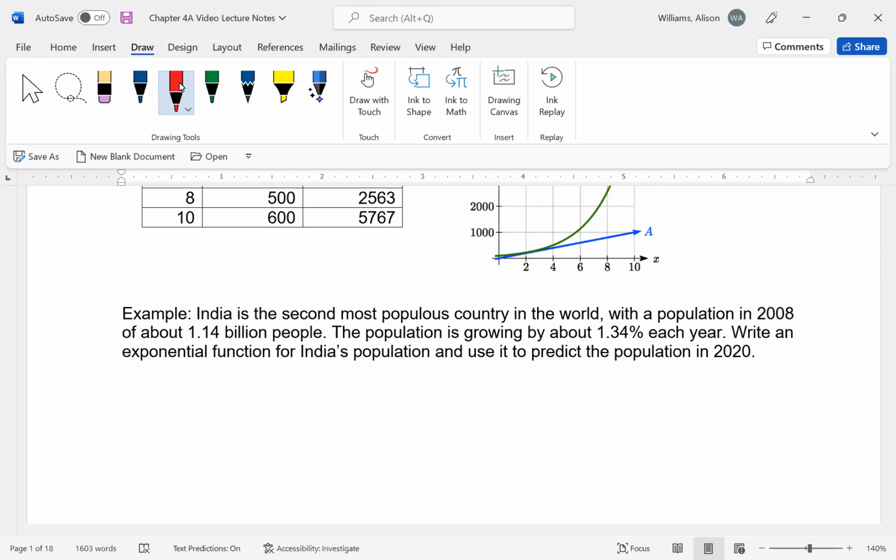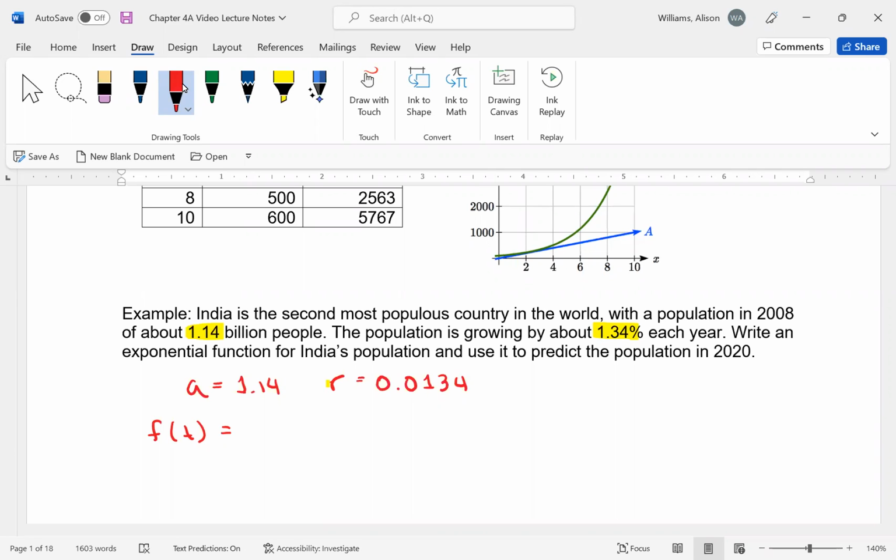Okay, so here we go. Let's plug in the appropriate information. So 1.14, that is going to be my A. And then the 1.34%, that is going to be R. And here I'm going to write it as 0.0134. So I'm actually changing it to decimal form, right? Move the decimal twice. So according to my formula up there, did they give me any labels? They didn't. We're going to go ahead and instead of using X, we'll call it T.